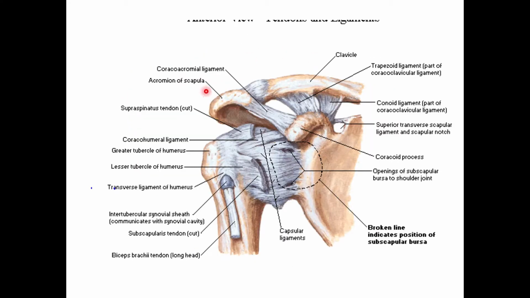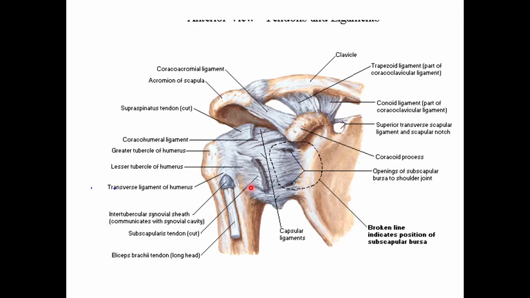This picture shows only the ligaments related to the deltoid area, that is beneath the deltoid. We can make out the coracoacromial ligament over here and all the ligaments and capsule related to the shoulder joint.